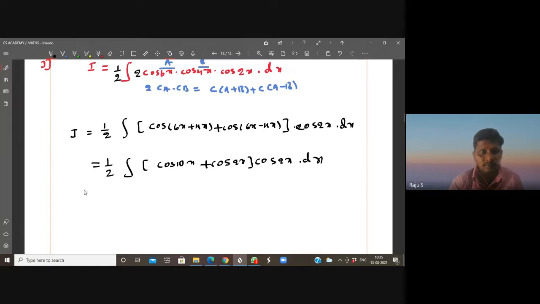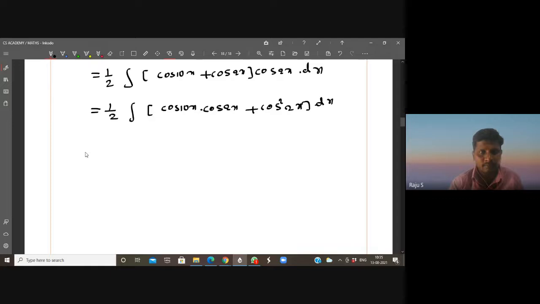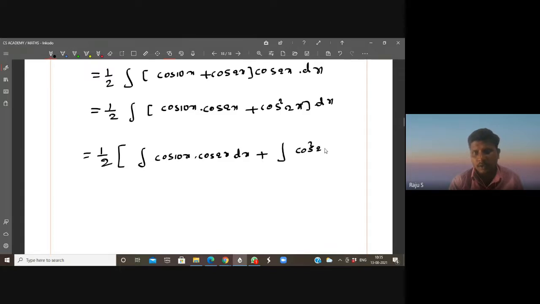Integral of cos 10x plus cos 2x, into cos 2x. Is it clear till now? So multiply with cos 2x again. 1 by 2 times of integral of cos 10x cos 2x plus cos square 2x into dx. Students, it's better to write it separately: 1 by 2 times of integral of cos 10x into cos 2x dx plus integral of cos square 2x dx. Close the bracket. Now, what shall we do here?